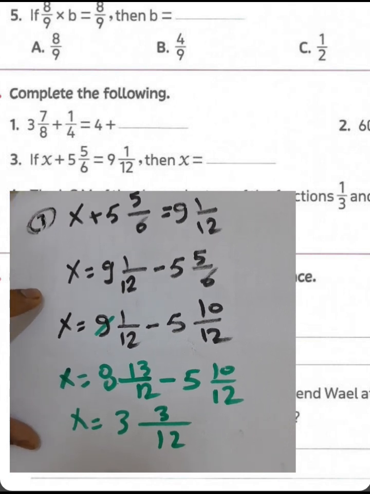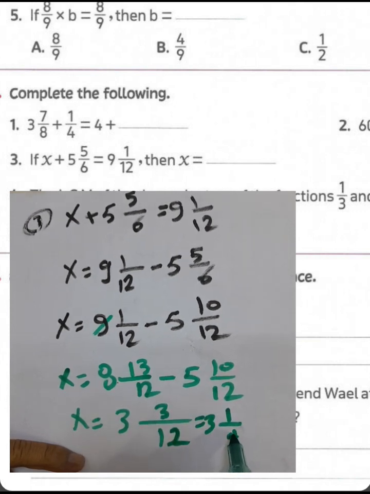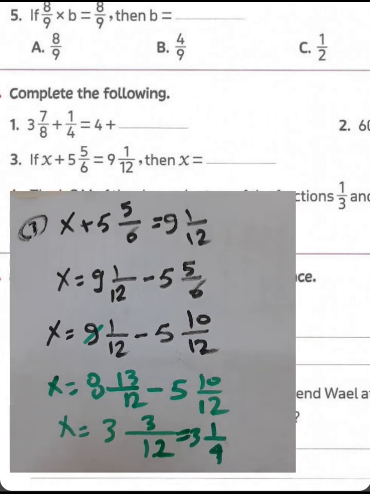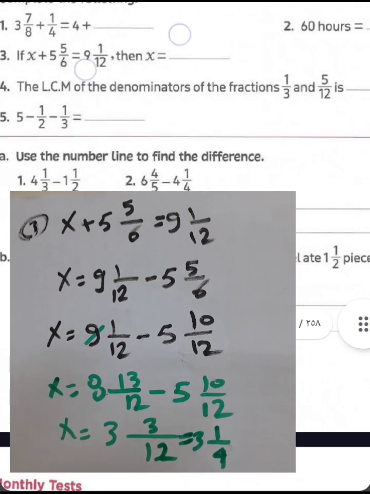But 3 over 12, you can simplify this fraction by dividing the numerator and denominator by 3. 3 divided by 3 equals 1, 12 divided by 3 equals 4, then the result will be 3 and 1 over 4. This is the result.